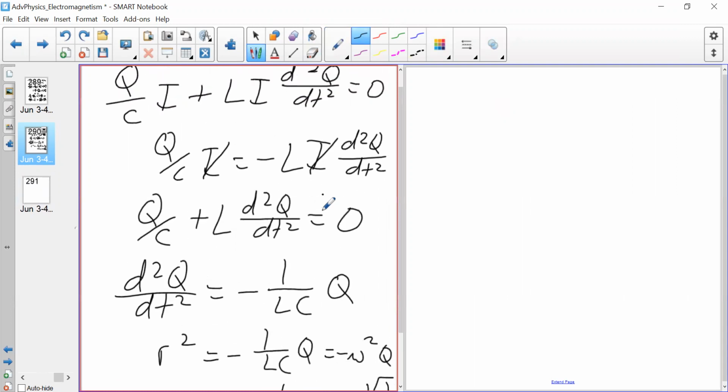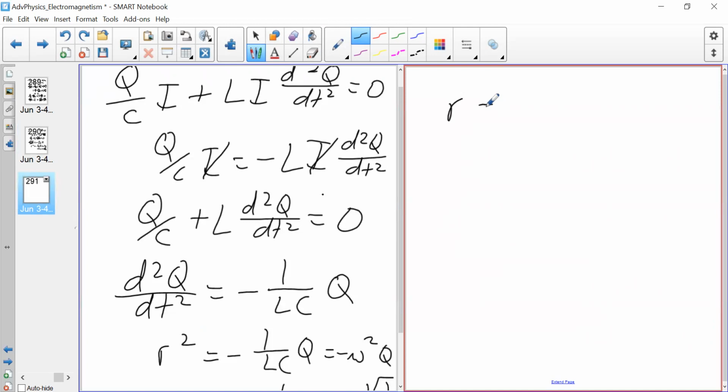All right. So we don't want d squared, we want just dq dt. So we'll take the square root of both sides. It'll be r equals the square root of negative omega squared q. And this just becomes plus minus i omega q, because we're taking the square root of that.